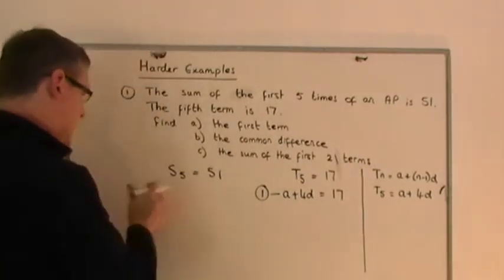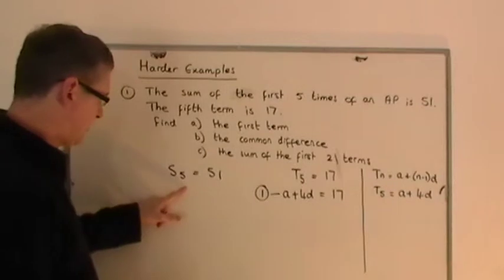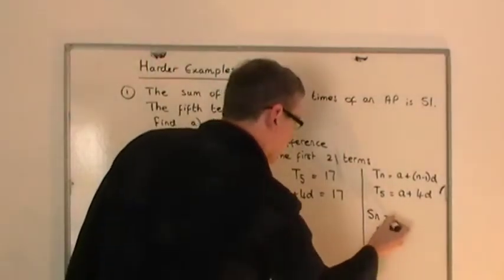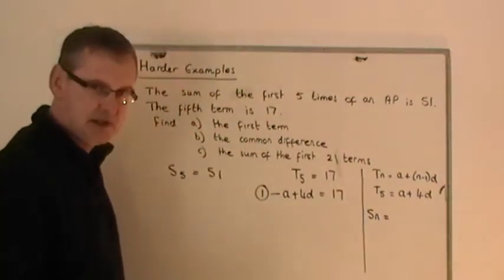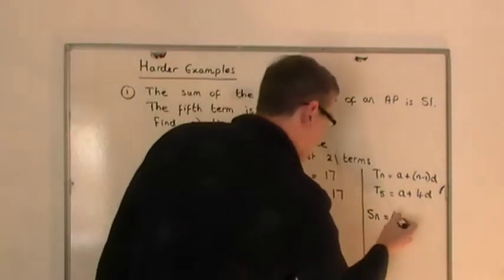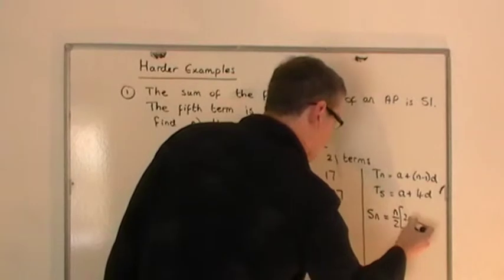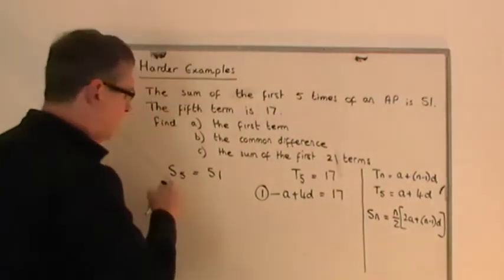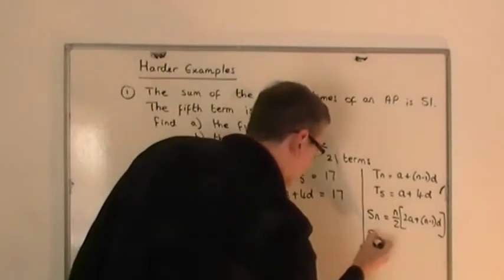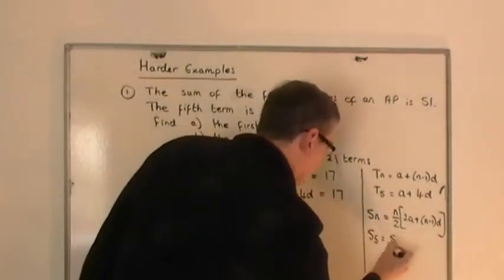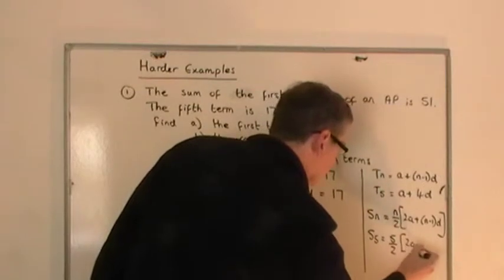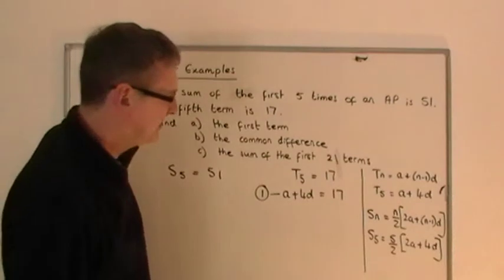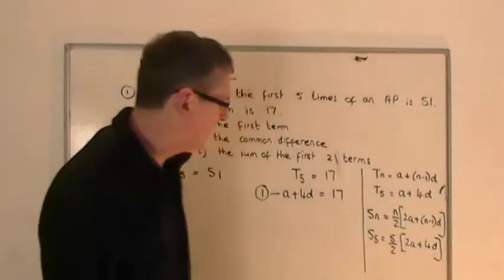So, let's go to the second bit of information we're given. We're told that S5 is 51. So, the sum of n terms formula, which you should know, is n over 2 bracket 2a plus n minus 1 d's, like so. So, if you're talking about sum of 5 terms, you've got S5 equals 5 over 2, 2a plus 4 d's, like so. Inside there, like that.